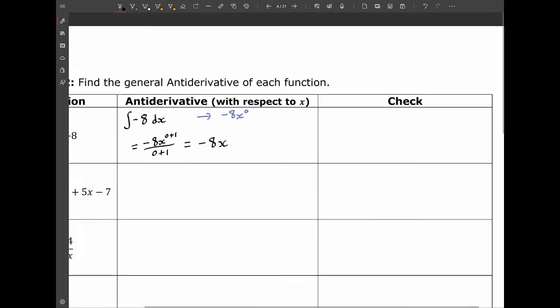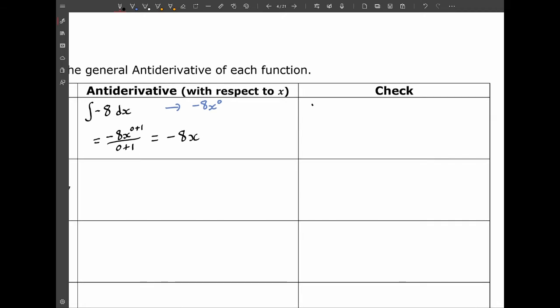All right, now we can check our work. d/dx of -8x. Oh, hey, what did I forget? There's something very important that I didn't write down, isn't there? Plus c. This is a really common mistake. I just made it. You're probably going to make it more than once. Don't forget to add your plus c.